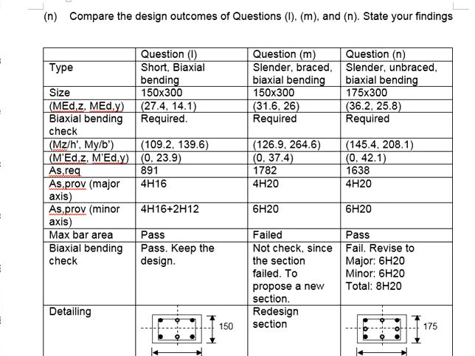So far we have gone through 3 examples about the design of columns subjected to biaxial bending. The details and the specifications are similar, except that the conditions of the columns differ. In question L, we deal with the short column subjected to biaxial bending. As for question M, we deal with the slender and braced column subjected to biaxial bending. And then in question N, we deal with the slender and unbraced column subjected to biaxial bending.